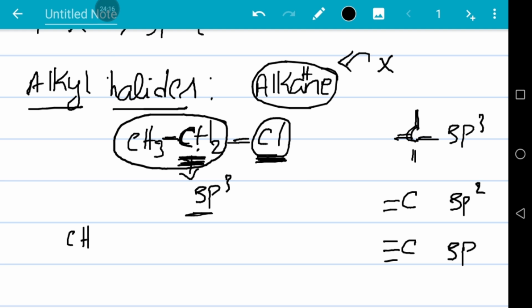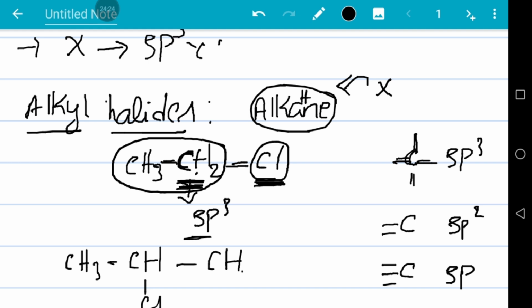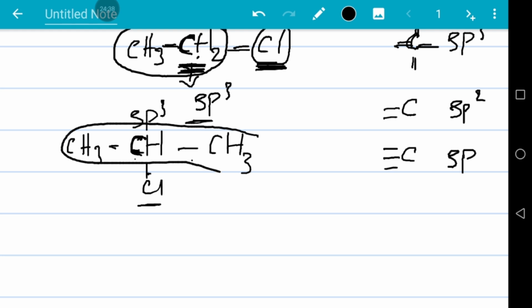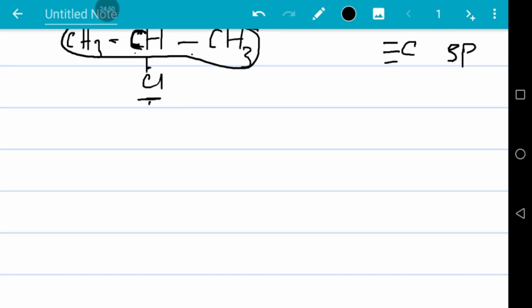For example, one more, CH3 CH Cl CH3. Here also this is also alkyl halide. Why? Because halogen is attached to this carbon. This carbon around totally all single bonds only. So that's why it is a sp3 hybridized carbon, and this group is a alkyl group also. So halogen is attached to sp3 hybridized carbon of a alkyl group, then it is known as alkyl halide. So this is one more definition for alkyl halide.